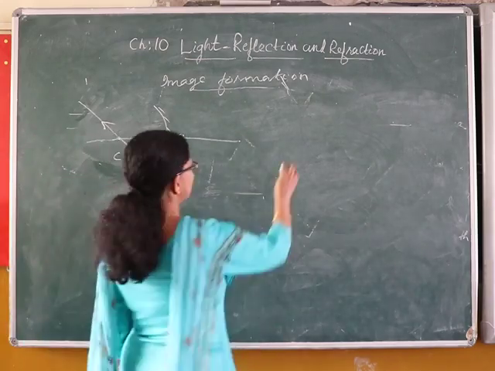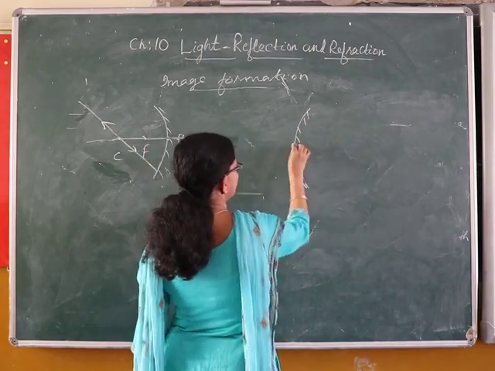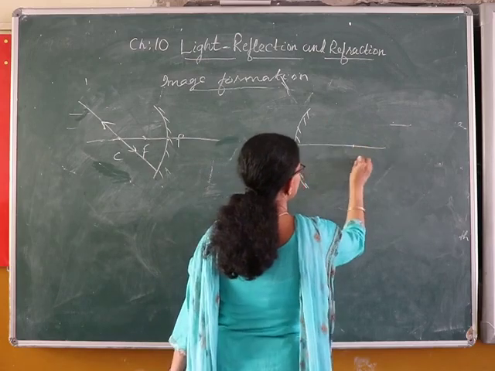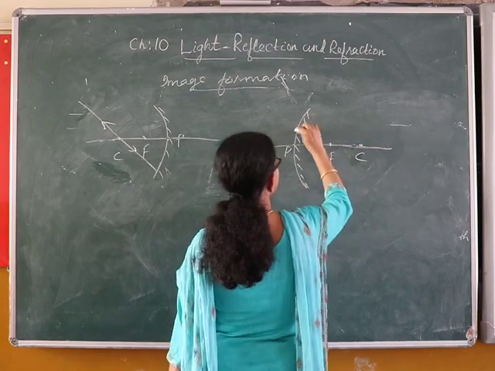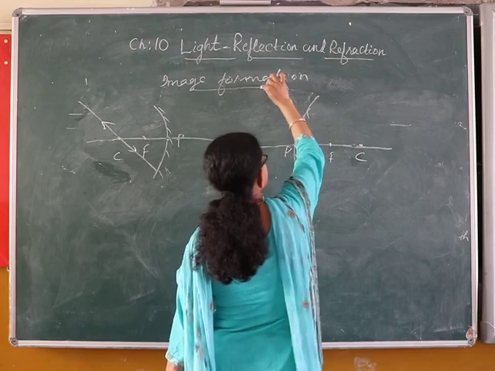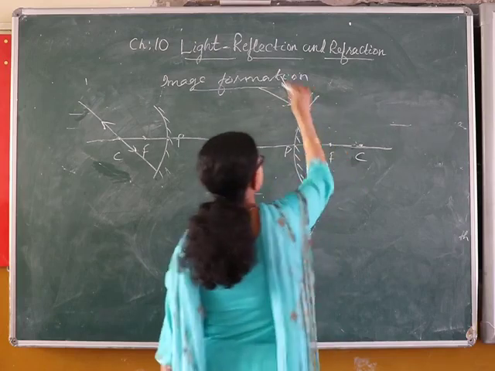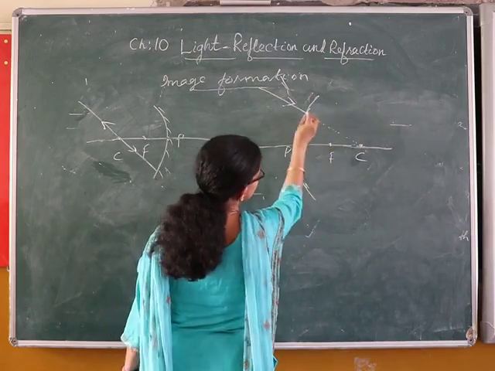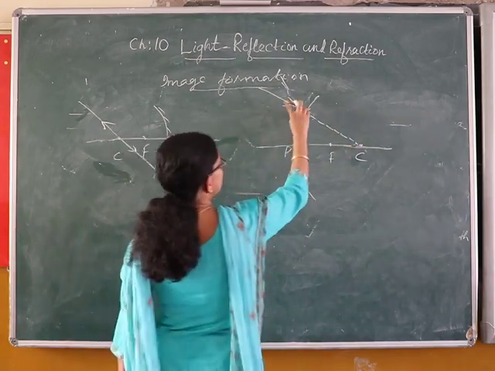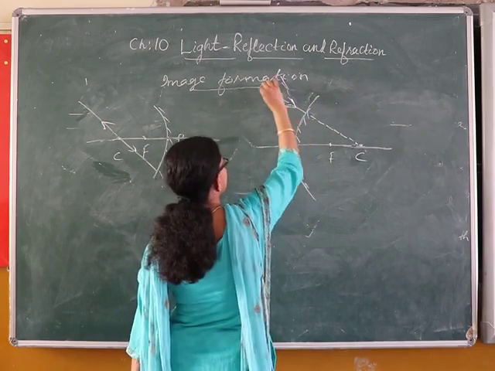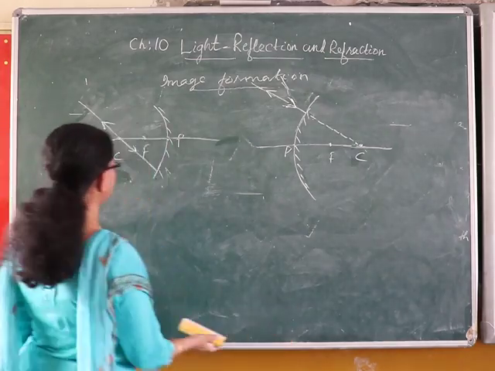Now, for the convex mirror, it is P, and C the center of curvature, and the principal focus. And if a ray strikes through the center of curvature like this, the extended ray is always shown as dotted lines. This ray, after reflection, bounces back through the same pathway. This is the third type of ray that we can take.